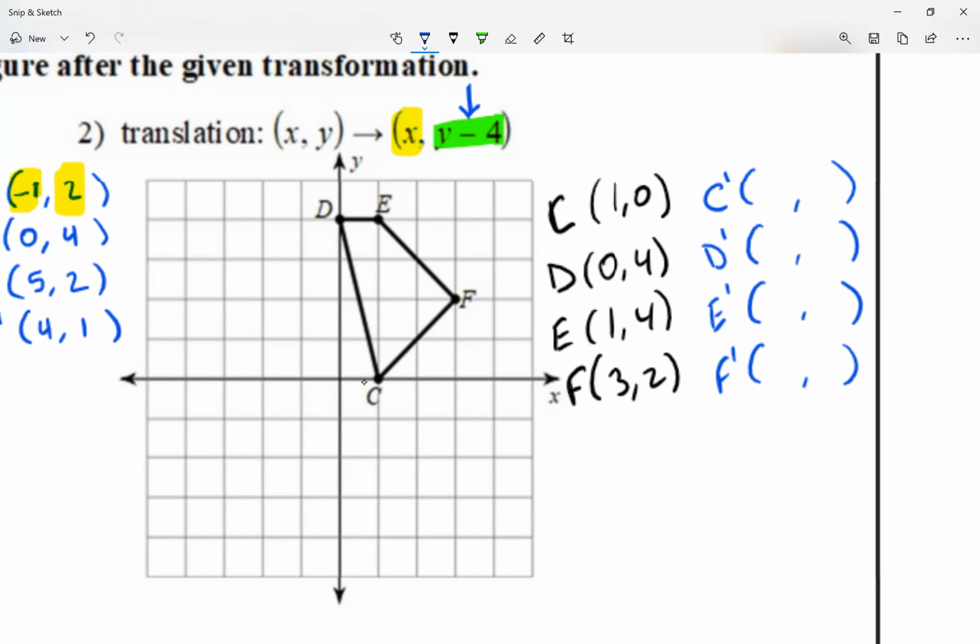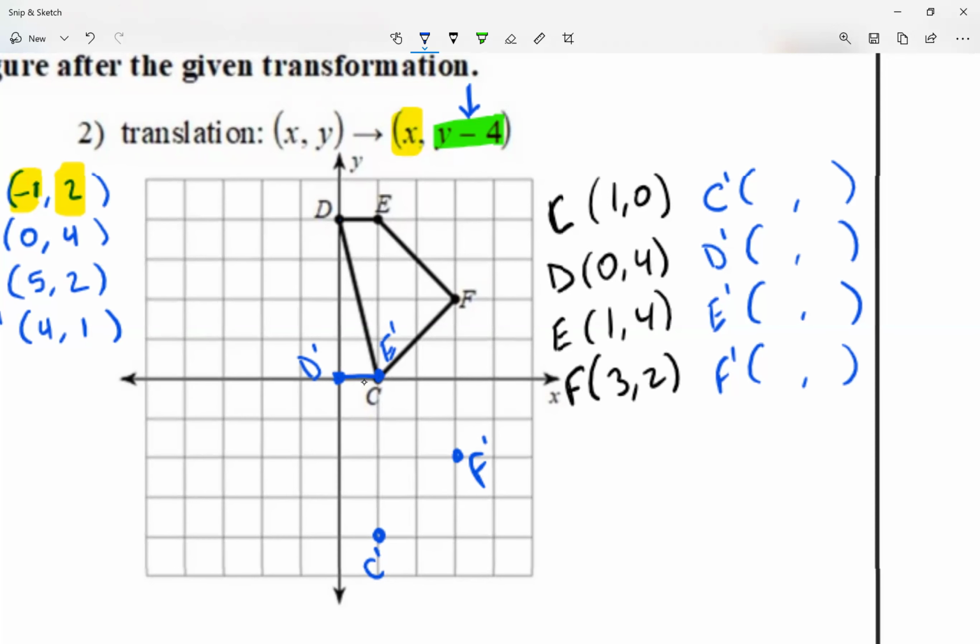Okay. So each of my points sideways, we're not moving. We're just moving 4 down. So if I look at my point C, let me look 4 down. That's my new value C prime. If I look at D, let me go 4 down. That's my new value D prime. If I look at E, let me go 4 down. That's E prime. And for point F, let me go 4 down.